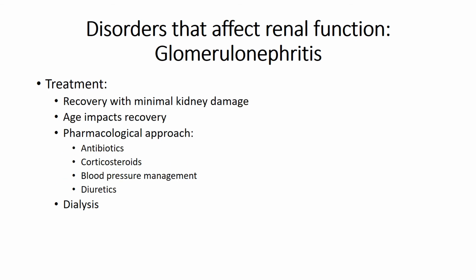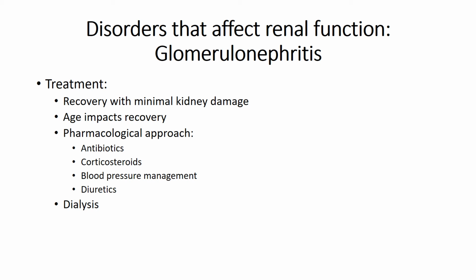So for treatment of this, generally we see that this can kind of recover on its own. It's usually not a problem. However, age can factor in, and so the younger an individual is when they get it, they end up recovering from this quicker. We could use pharmacological approaches in addressing this, specifically antibiotics if the disorder is due to a bacterial infection. Okay? Corticosteroids to reduce chronic inflammation events like lupus or rheumatoid arthritis.